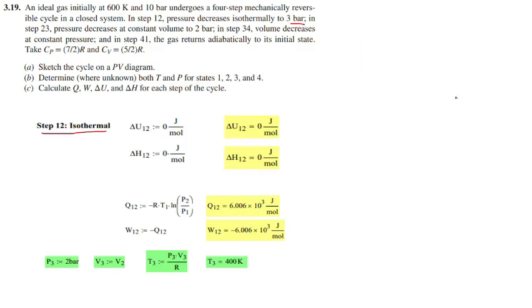For isothermal process, you know that delta U is equal to Cv delta T. Delta T is 0, so this term is 0. Delta H is equal to Cp delta T. Delta T is 0, so delta H will also be 0. For Q, you will use this formula, minus RT log of P2 over P1. Okay, you are going from 1 to 2.